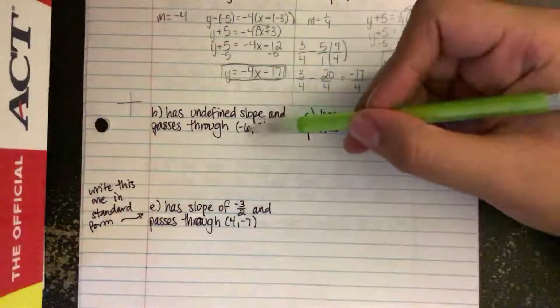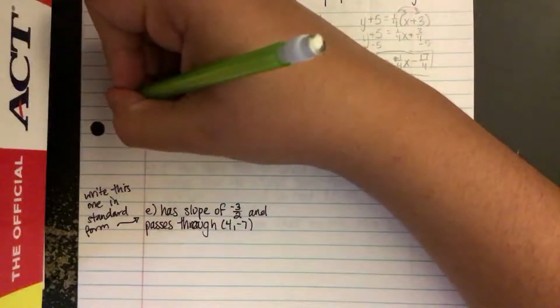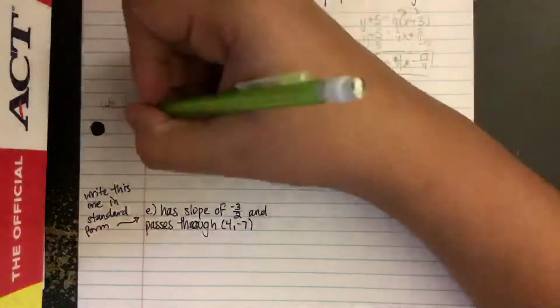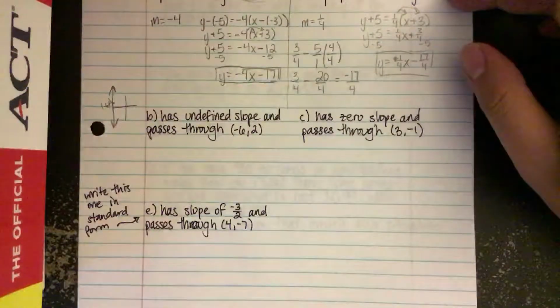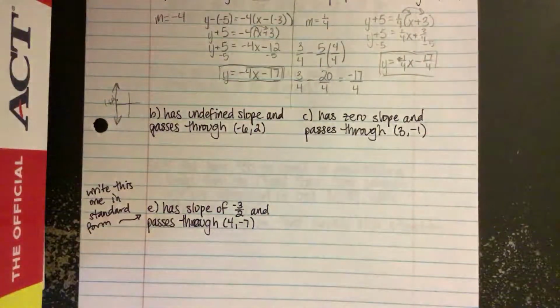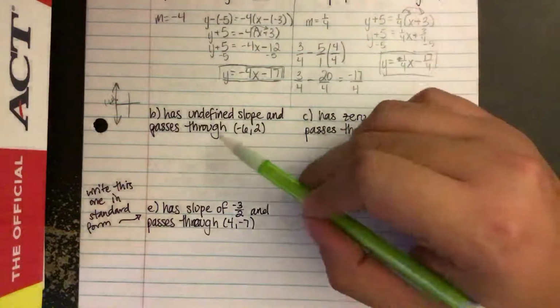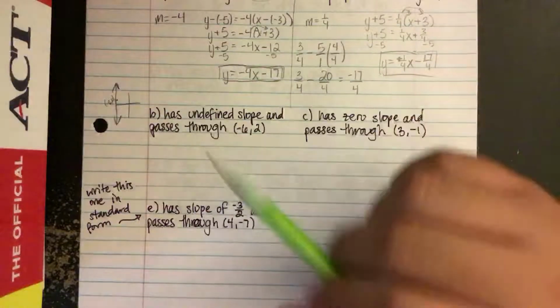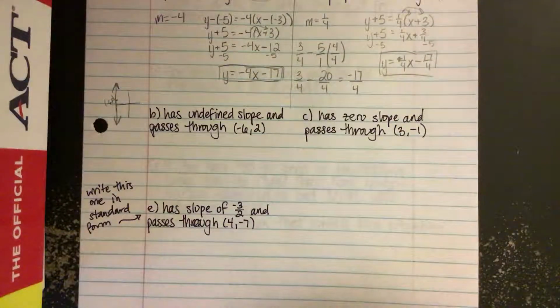Okay? And it's passing through negative 6, 2. So just to estimate it, here's negative 6, 2. Give it a good old estimate. It doesn't have to be perfect. And it's a vertical line passing through there. Well, do you remember how we express, I can't find the words, how we express vertical lines? How do we express them in equation form?